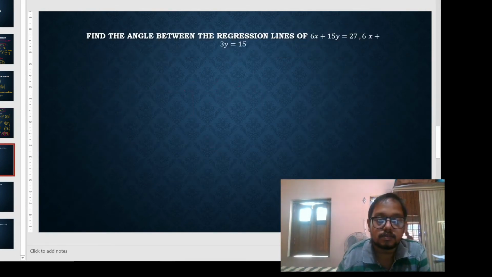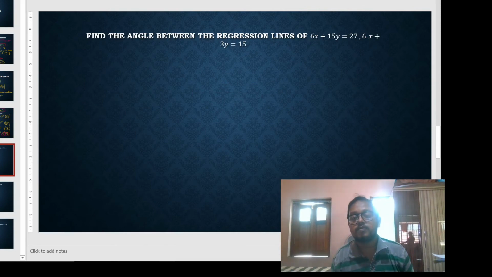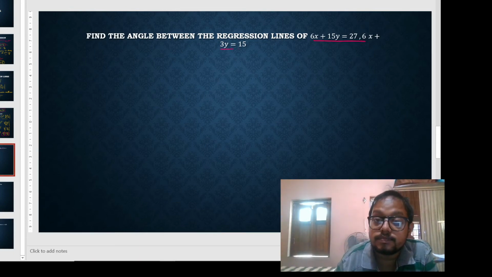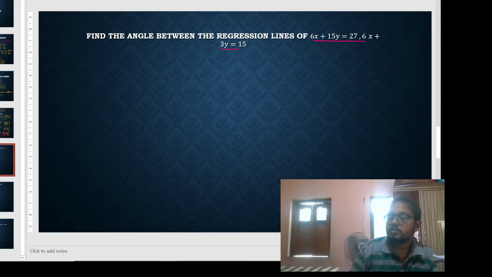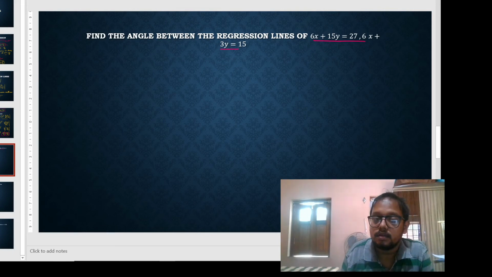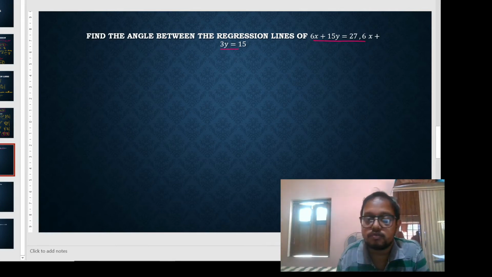Here is another question, where we have to find the angle between the regression lines 6x plus 15y is equal to 27 and 6x plus 3y is equal to 15. Let's check how we can find the angle between these two regression lines. See here, it is not given which one is y on x and which one is x on y. So here we will assume which one is x on y and which one is y on x.